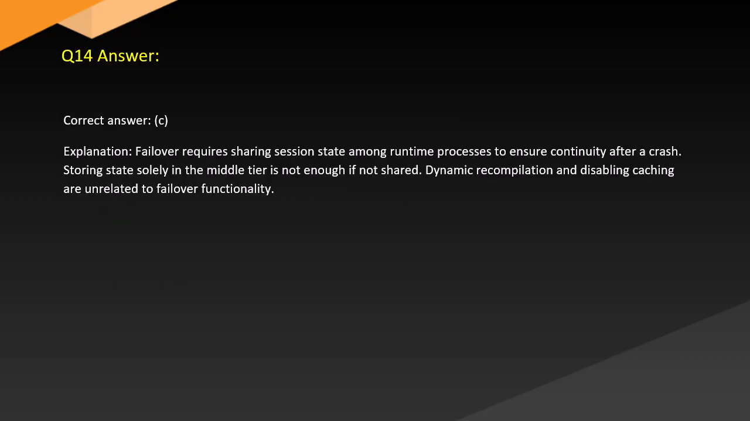Answer. Correct answer, C. Explanation. Failover requires sharing session state among runtime processes to ensure continuity after a crash. Storing state solely in the middle tier is not enough if not shared. Dynamic recompilation and disabling caching are unrelated to failover functionality.